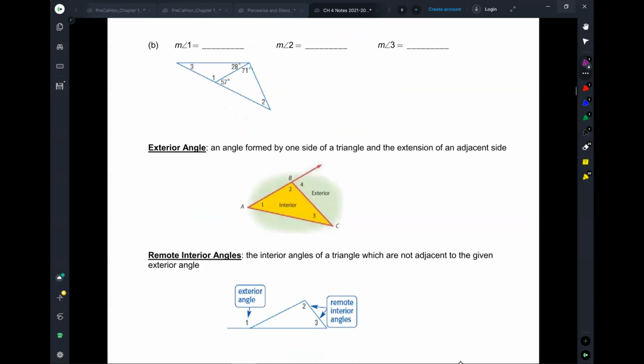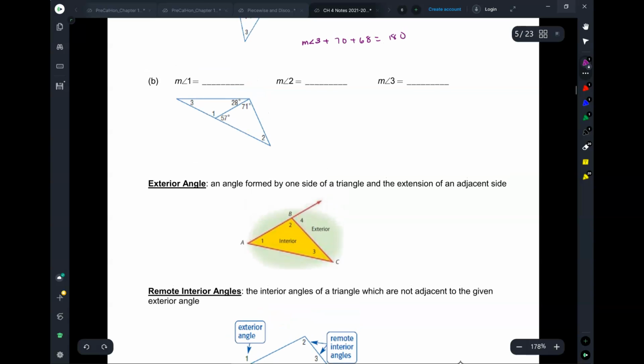Questions? Okay, so take a look at this one. Where would we start? Yep, Owen. Angle 1 and 57 is a linear pair, so 257 minus 180, which is 127, I think. 123. Good. So measure of angle 1 is 123. Don't you love it when it turns out to be 1, 2, 3?